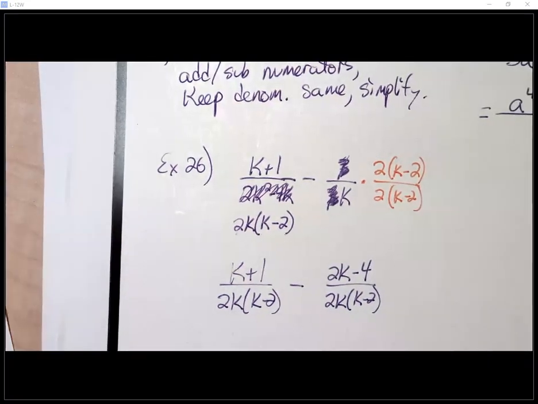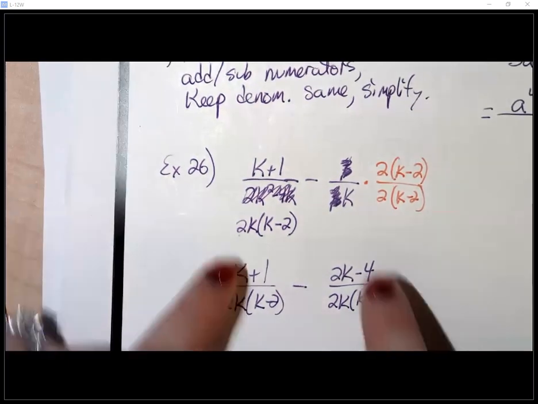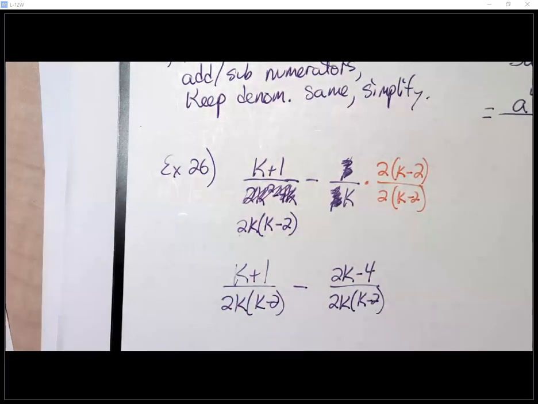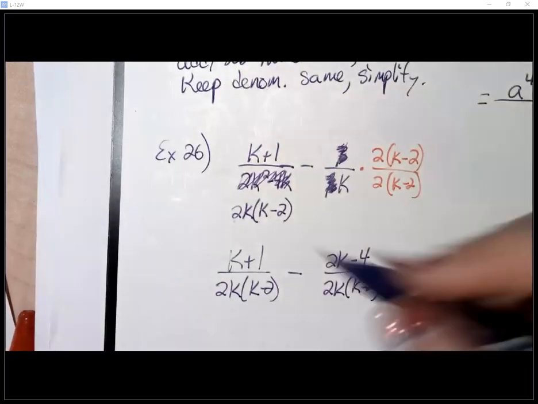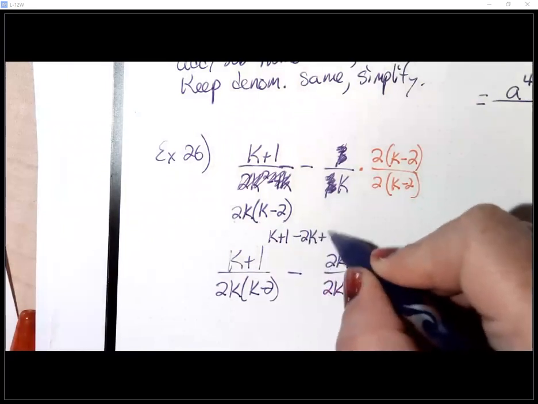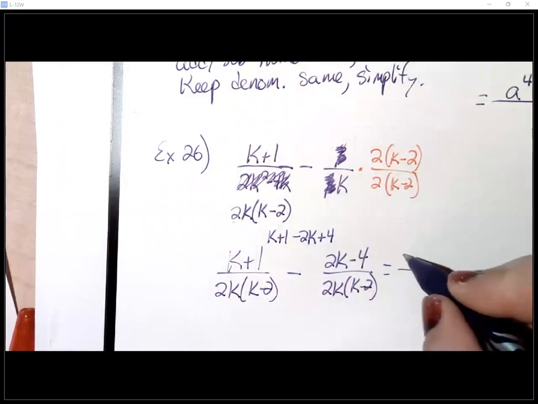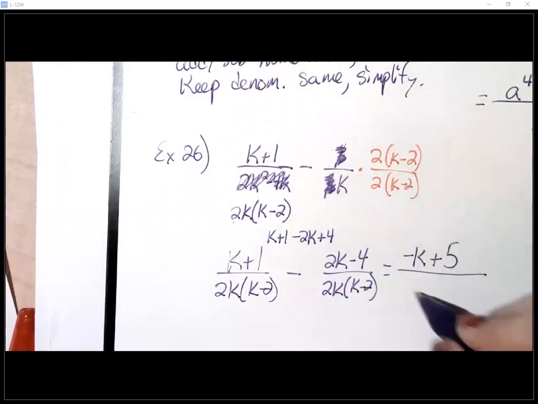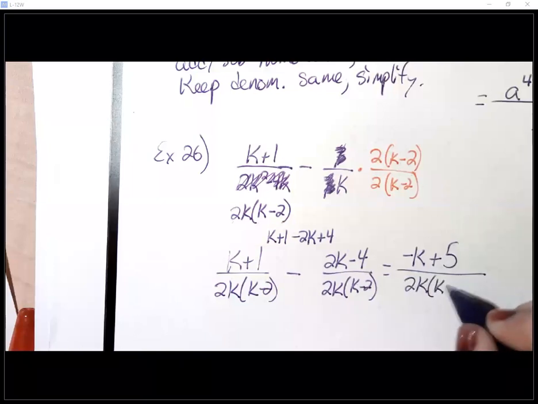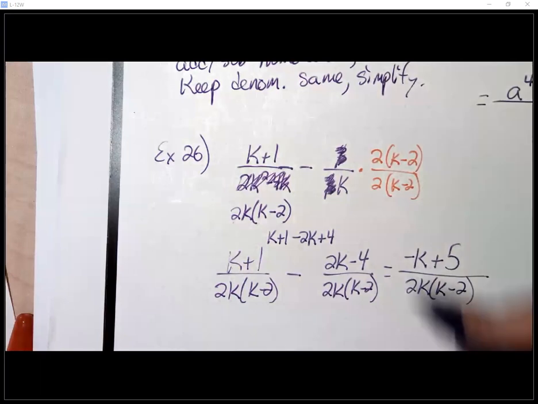And now it's a problem like on the other side. Common denominator. So now all I have to do is the operation on the numerators. You see that? It's a subtraction though, so be careful. So we're really going to do K plus 1 minus 2K plus 4, right? So when I write it all, combine my like terms, I'm getting negative K plus 5. And there is my answer.